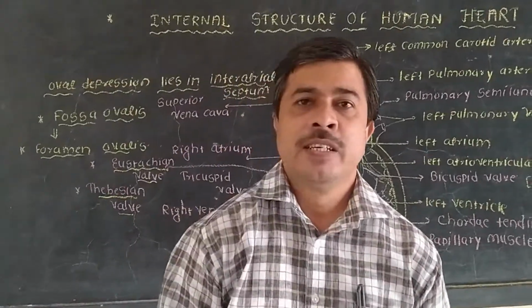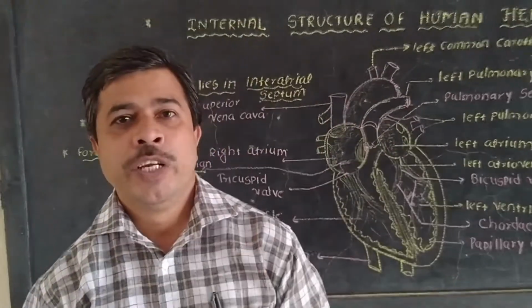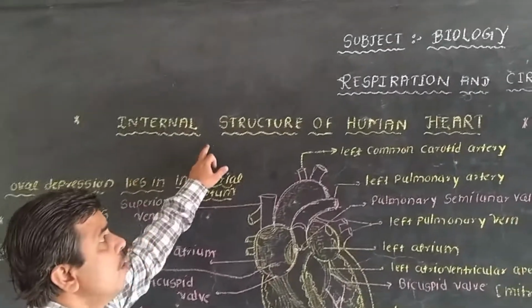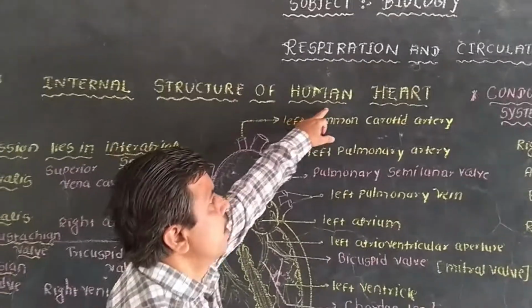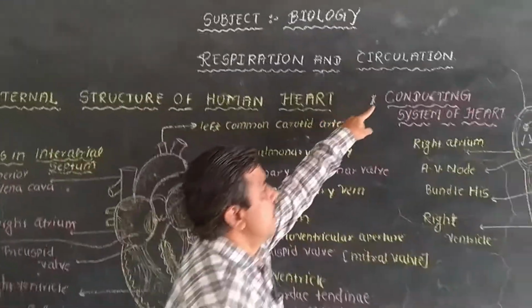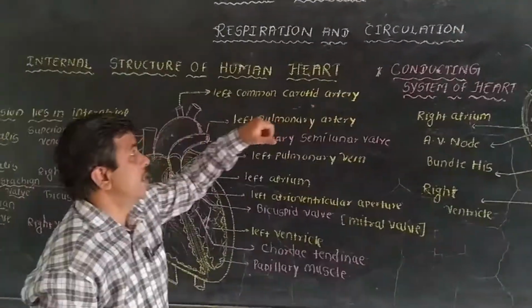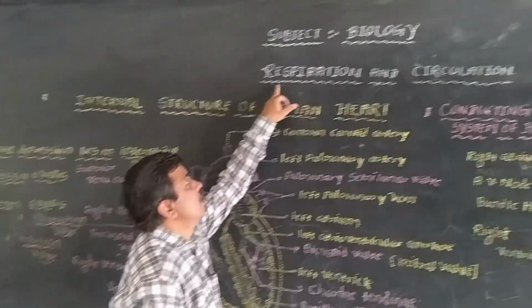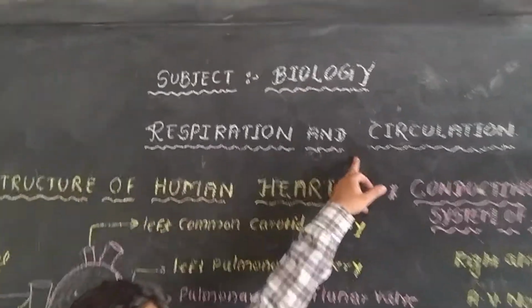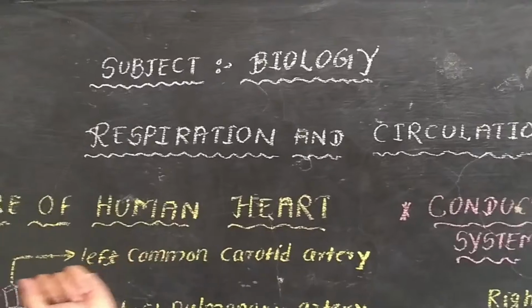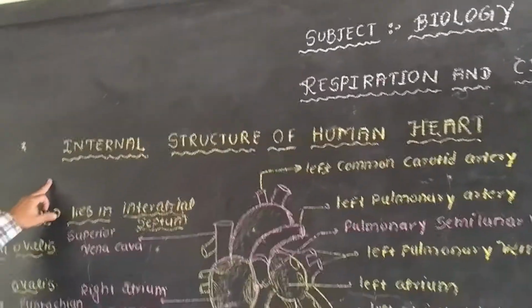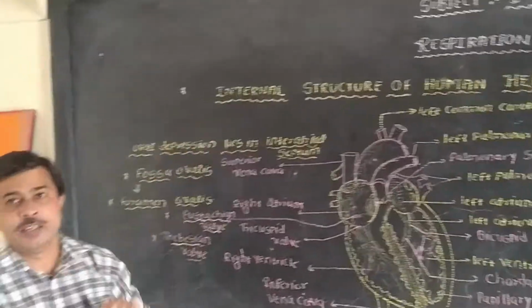Good morning, friends. Today we are going to discuss the topic internal structure of the human heart and the conducting system of the human heart from the chapter respiration and circulation. So let us see the first point, that is the internal structure of the human heart.